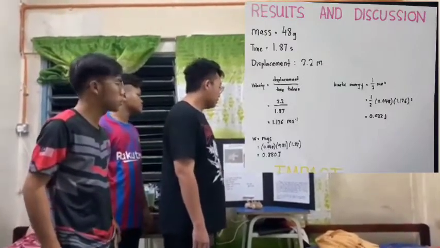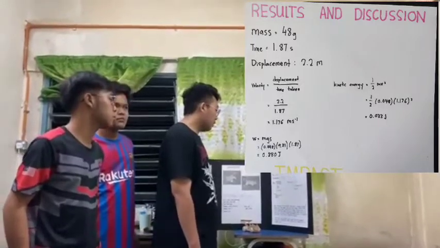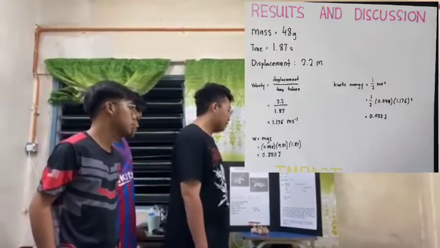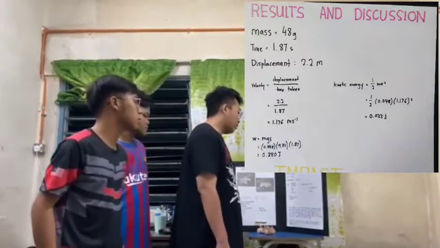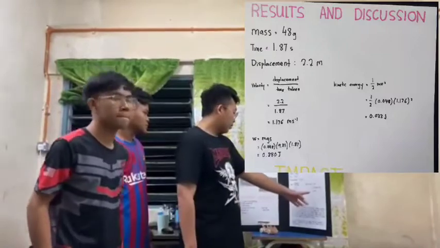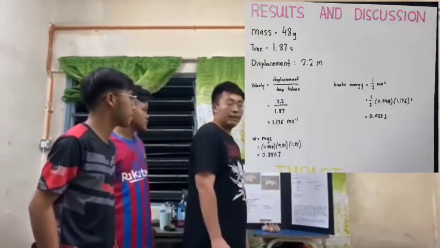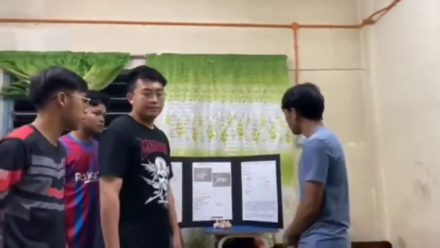After that, we also find the kinetic energy. For the formula, we use 1 over 2 times m times v squared. So 1 over 2 times 0.048 times 1.176 squared, and then you will get 0.033 joules for the kinetic energy. So I will pass the presentation to Ferdinand.